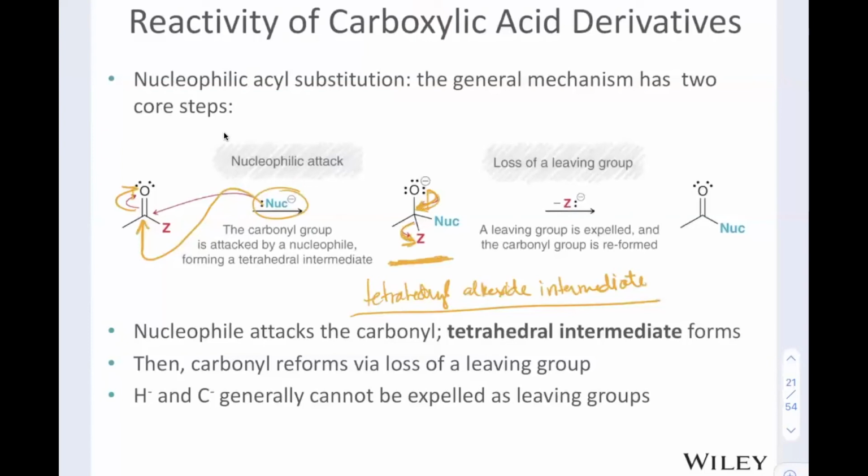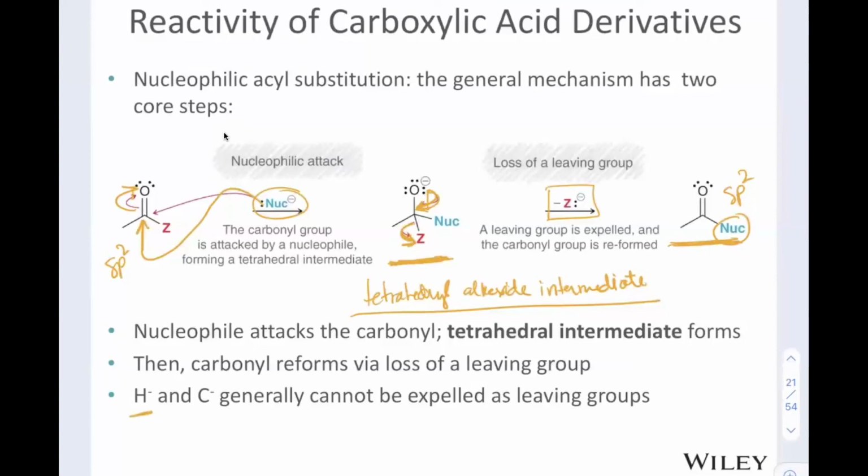And so our final product is still sp2 hybridized, just like our starting material, and it has the nucleophile attached now instead of the leaving group. And then the leaving group is on its own. So this is a two-step mechanism where we have nucleophilic attack with a tetrahedral intermediate, and then we have loss of a leaving group, and that is going to form our final product.